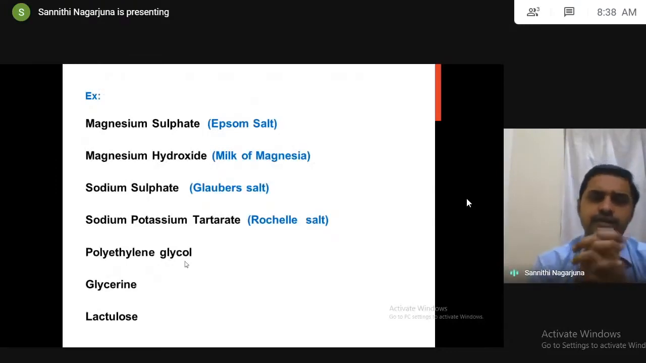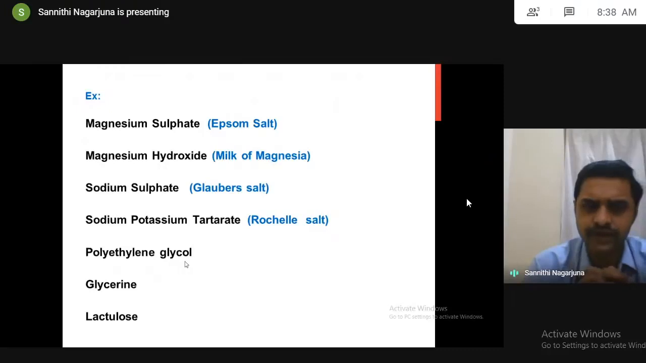Magnesium sulfate, magnesium hydroxide, sodium sulfate, sodium potassium tartrate, polyethylene glycol, glycerin, lactulose. Examples like magnesium sulfate is called Epsom salt, magnesium hydroxide is called milk of magnesia, sodium sulfate is called Glauber's salt, and sodium potassium tartrate is called Rochelle salt.